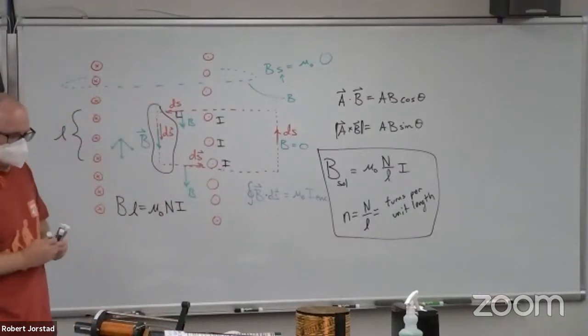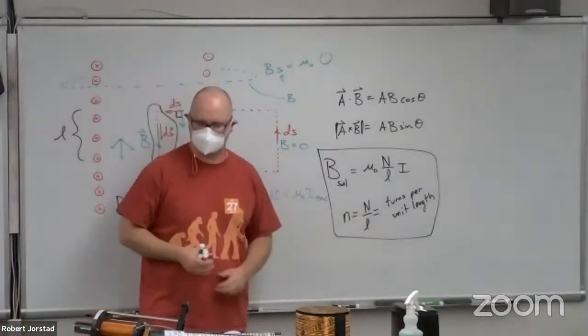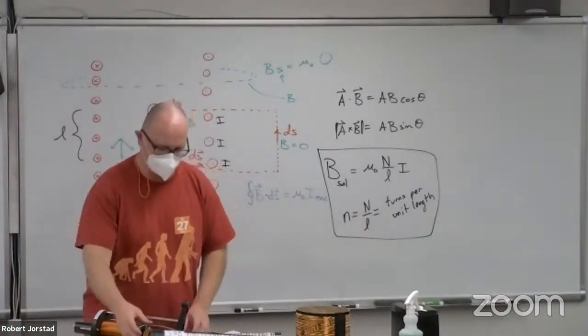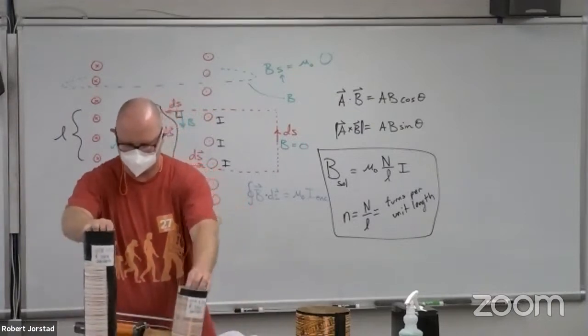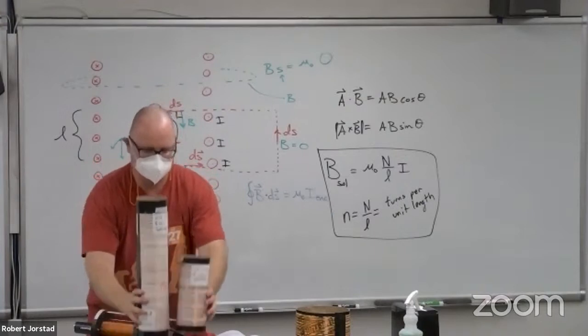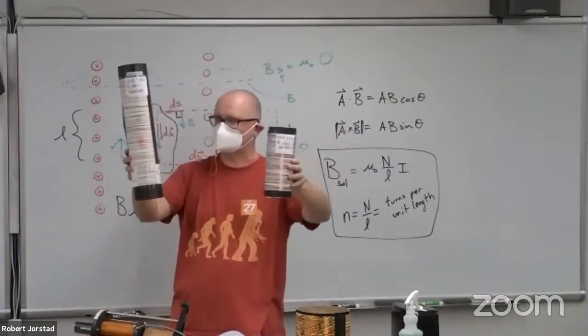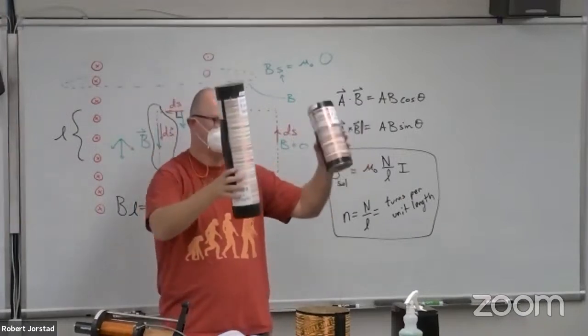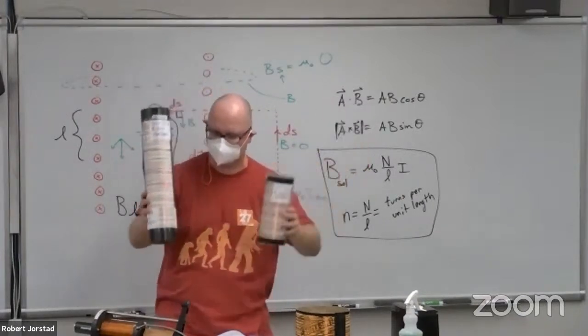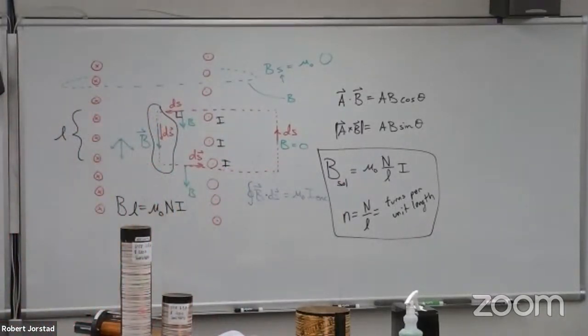So to be clear, though, N is the number of turns, and little n is the number of turns per unit length. And so just so you agree, if these both have 100 turns, right? I think these both have 100 turns. In this case, do you agree there's a different number of turns per unit length? This one has twice as many turns per unit length. So hopefully that's a stronger B field. We'll see if that's true. All right. Good enough on that.